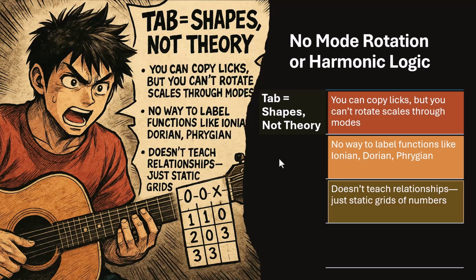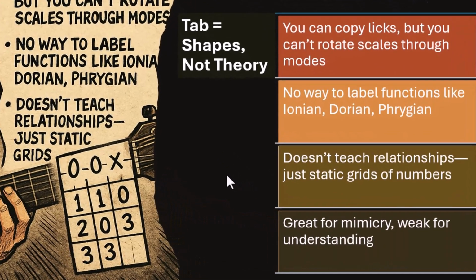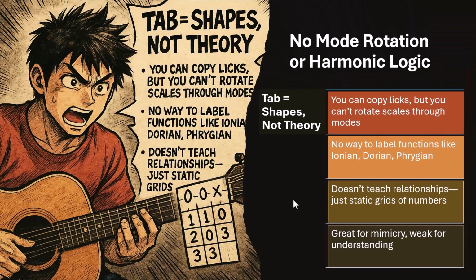So that means you can't really change it, because you don't really know what the relative positions are from a Nashville number system. You can kind of move the shape up, but it would be nice if we could know the relative positions, like Ionian, Dorian, or from a Nashville number system 1 through 7, so that we can easily transpose and rotate. It doesn't teach relationship, just static grids of numbers. Great for mimicry, weak for understanding. So the basic takeaway is, of course, the tab is a tool to just mimic the fingering. It's just mimicry. You're not learning anything really other than that.